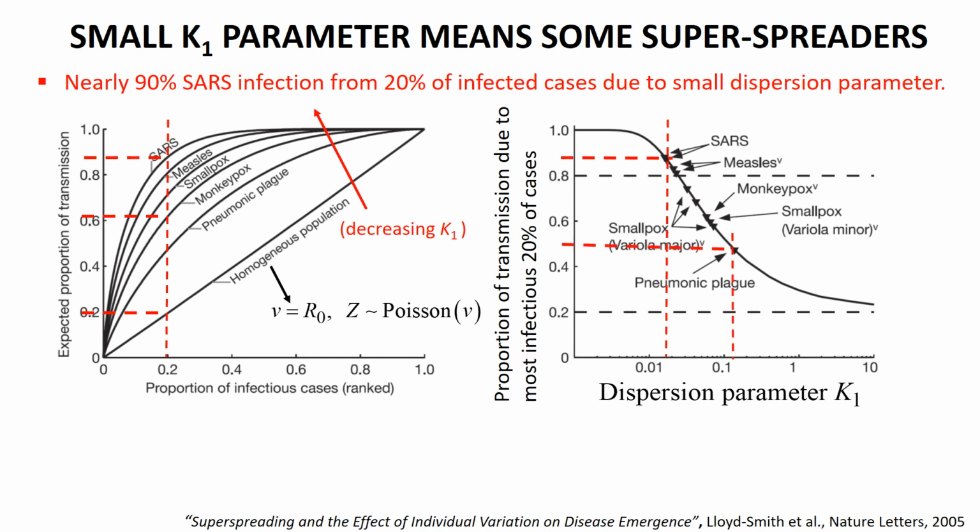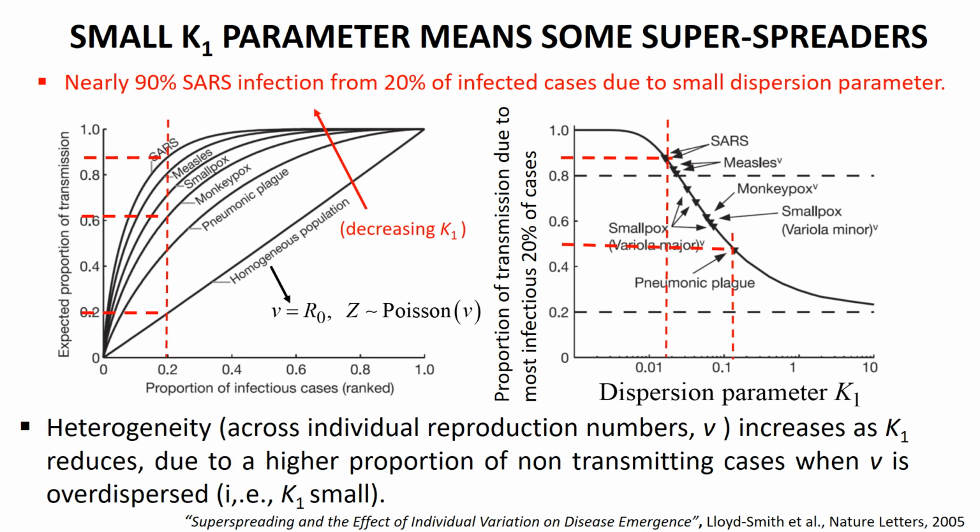And if we go down to pneumonic plague, the proportion of transmission due to the most infectious 20% of cases is about 0.5, or 50%, and the dispersion parameter is just bigger than 0.1. So heterogeneity across individual reproduction numbers increases as K1 reduces, due to a higher proportion of non-transmitting cases when V is over-dispersed.